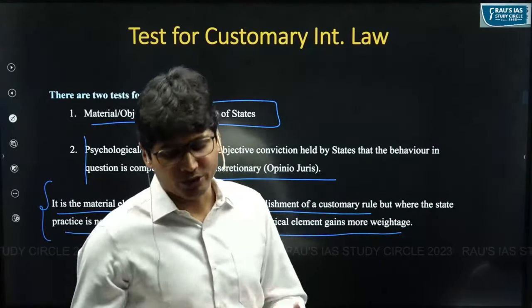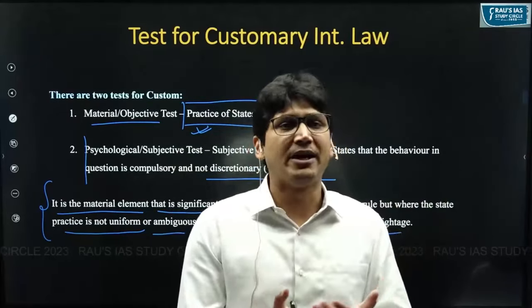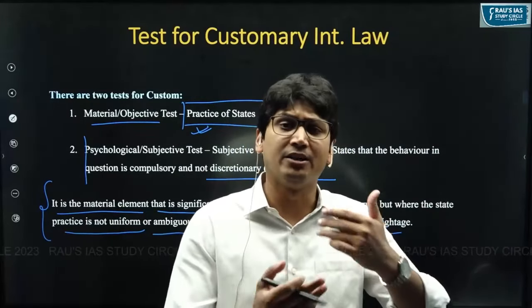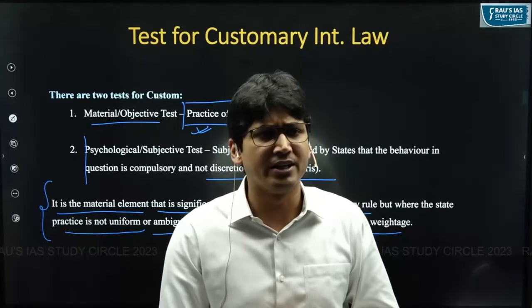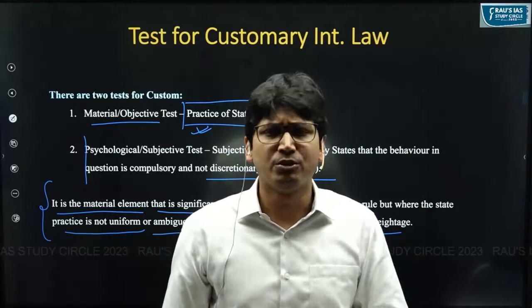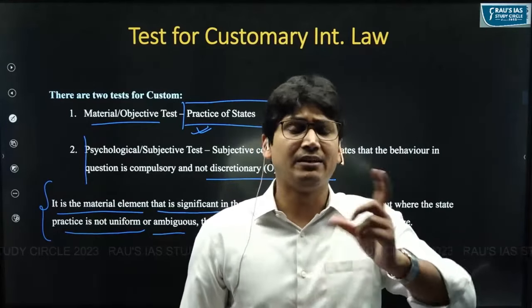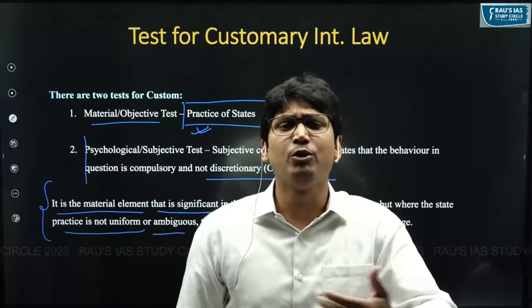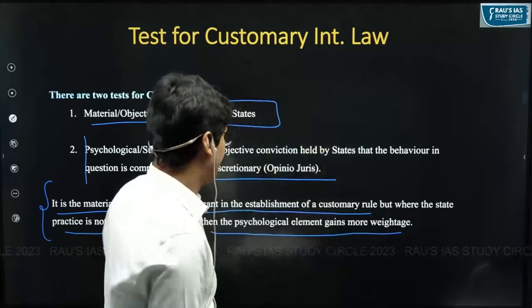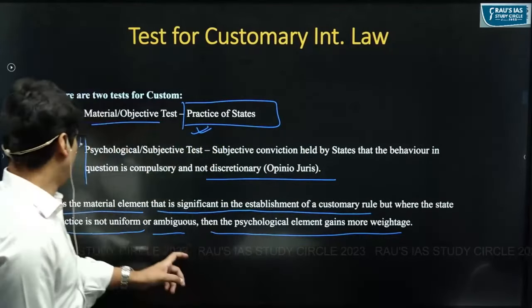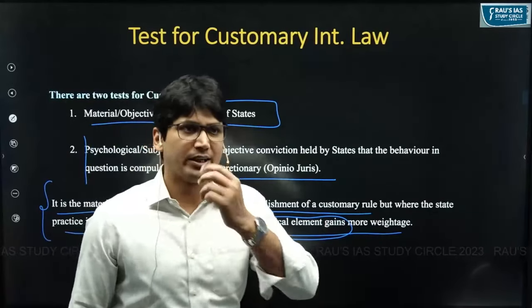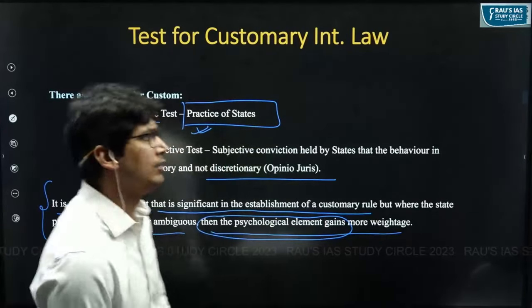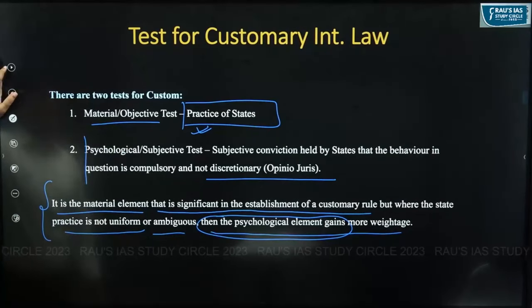Talking about weightage, generally state practices are given more weightage while determining whether any state practice is a part of customary international law. But it's not that opinio juris is not given any weightage. Where the practice is not uniform or not very widespread, then definitely opinio juris, the psychological element, is given more consideration in such cases. Sir, exactly what is written in the last statement.